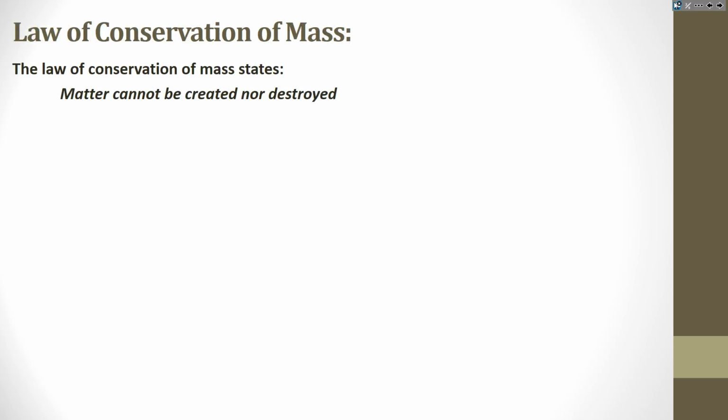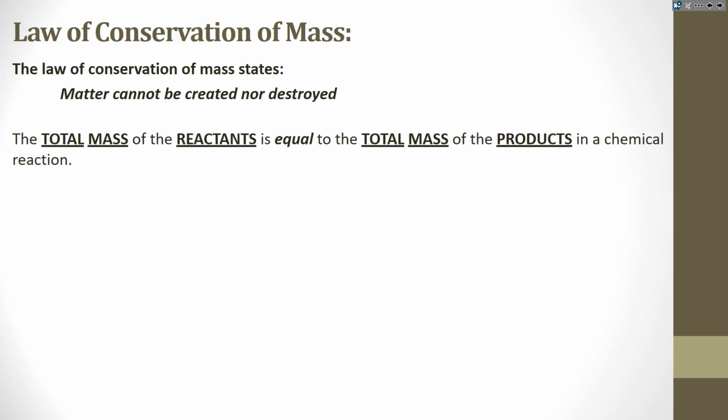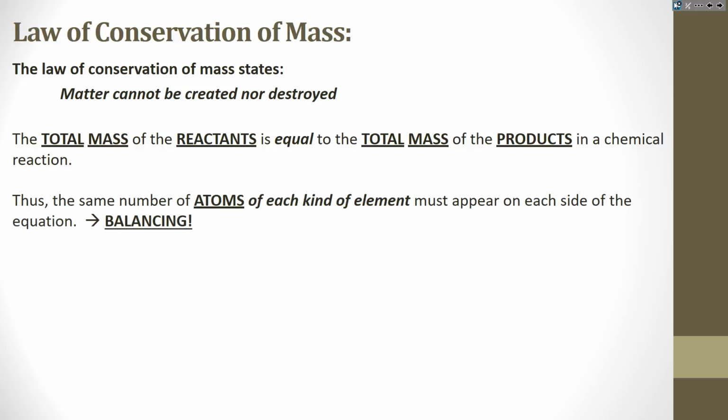So according to that law of conservation of mass, we can't create or destroy matter. Matter is conserved throughout a reaction. So the total mass of our reactants must equal the total mass of our products. And that brings us to balancing.